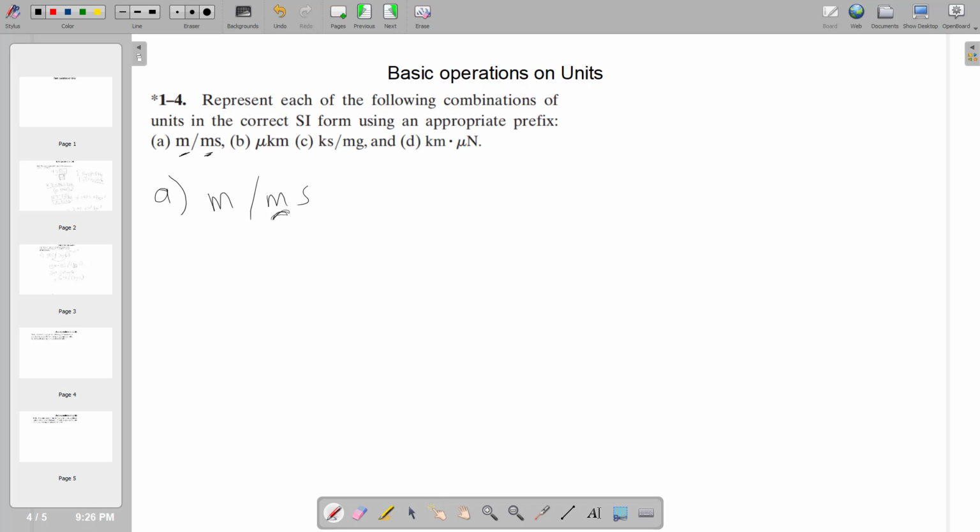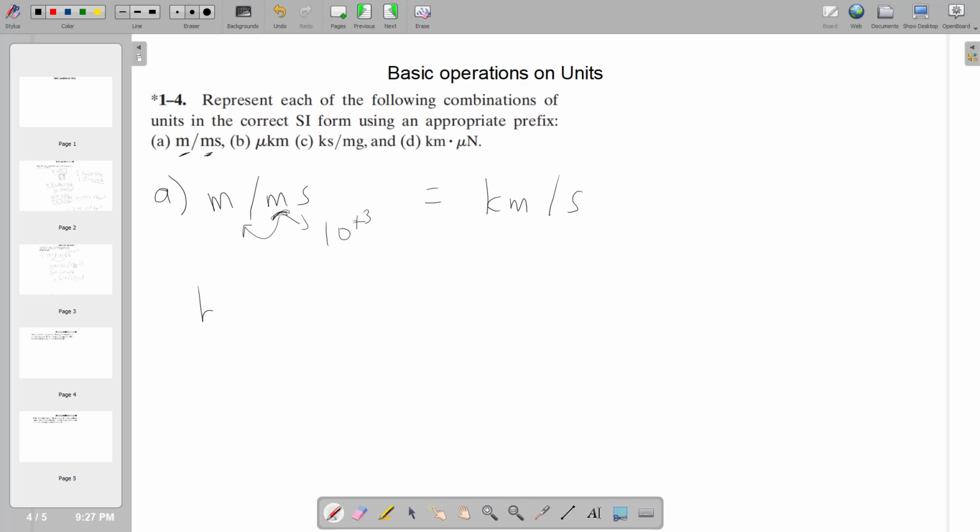Inappropriate for us to have a prefix in the denominator, so we move this into the numerator. Our milli is 10 to the negative 3, moves into the numerator, it becomes 10 to the positive 3, which is kilo. So we just have kilometers per second.